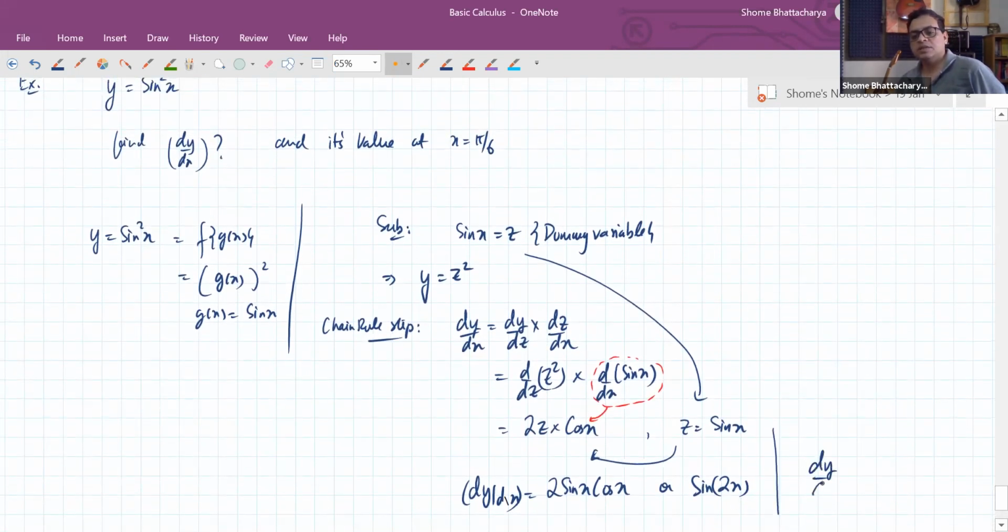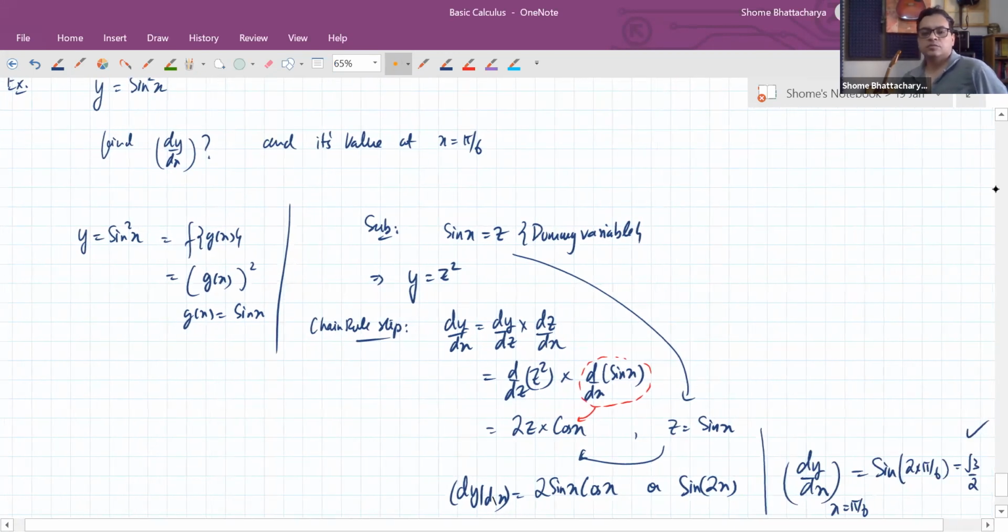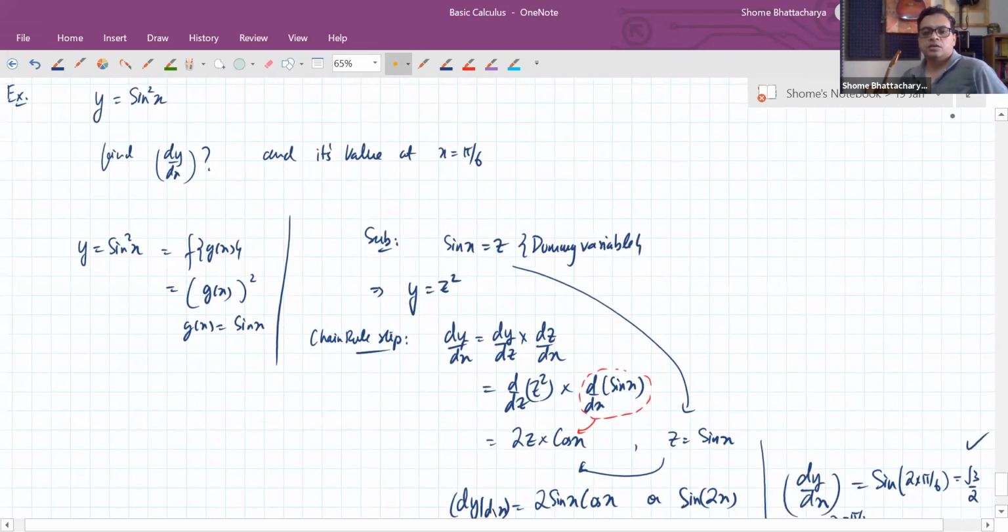So dy by dx at x equal to pi by 6 will become sine of 2 into pi by 6. So that will be root 3 by 2. So that becomes our value. Right, so just take a moment and go through this. We will start with another problem next.